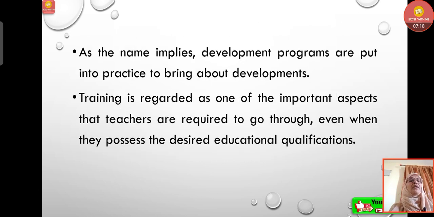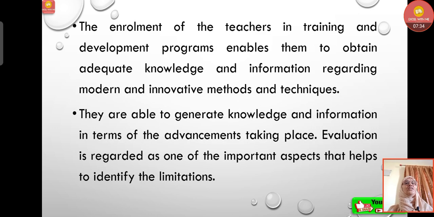Now, as the name implies, development programs are put into practice to bring about developments. Training is regarded as one of the important aspects that teachers are required to go through even when they possess the desired educational qualifications. Then enrollment of the teachers in training and development programs enables them to obtain adequate knowledge and information regarding modern and innovative methods and techniques. Now, they are able to generate knowledge and information in terms of advancements taking place.